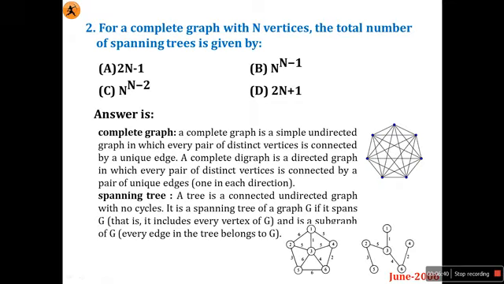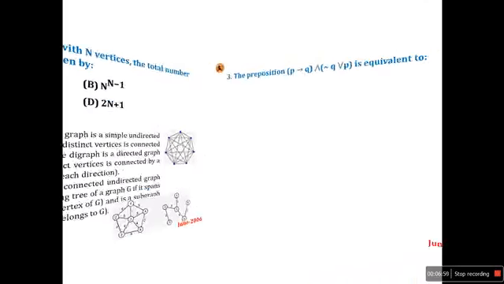So for this question, for a complete graph with n vertices, the total number of spanning trees is given by n raised to n minus 2. So the answer is C. I hope your doubts are cleared now.